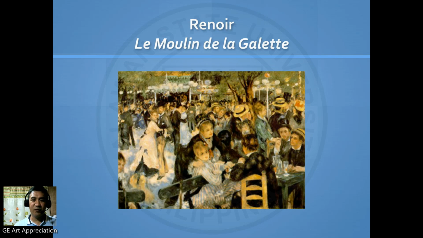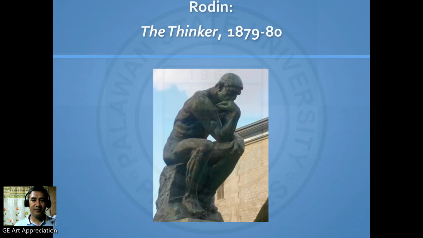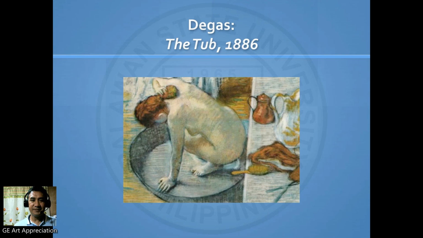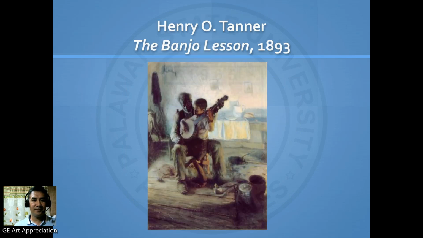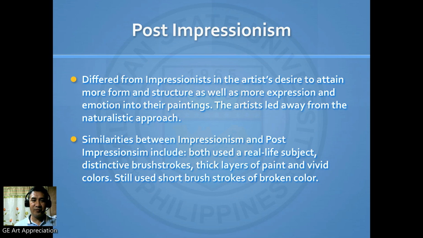Renoir. Rodin, the Thinker in 1879 to 1880. Also Degas, the Tub in 1886. Mary Cassatt, the Bath in 1891. Henry O. Tanner, the Banjo Lesson in 1893.